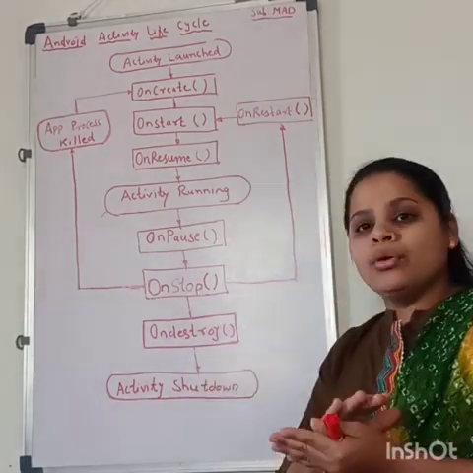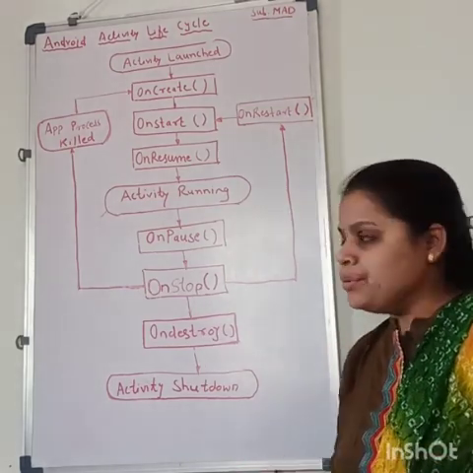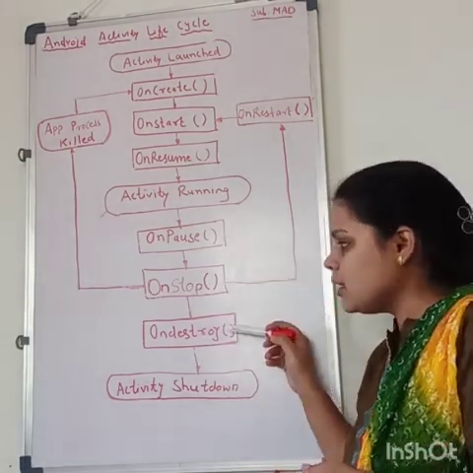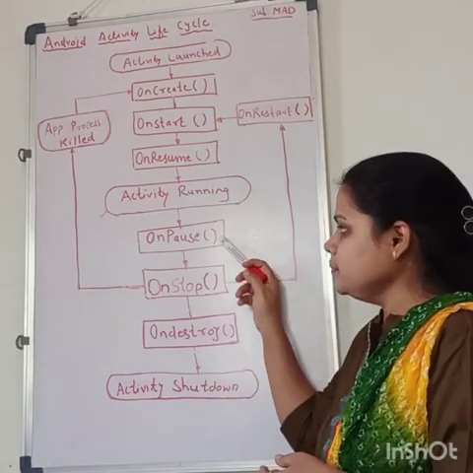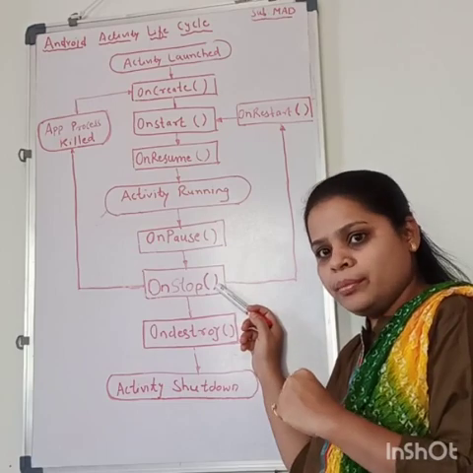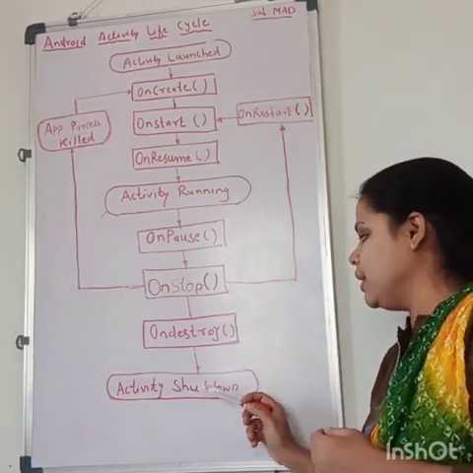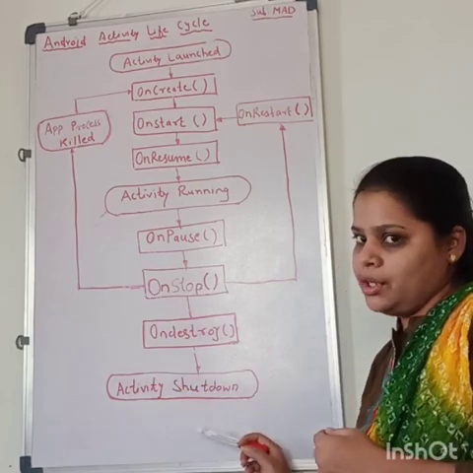It means when you're closing the app, when the app is not required and you are not using it, in that case, these three methods are called in series. First of all, onPause to pause the activity, onStop to stop the activity, and then onDestroy to destroy the activity from memory. So here the activity is shut down.